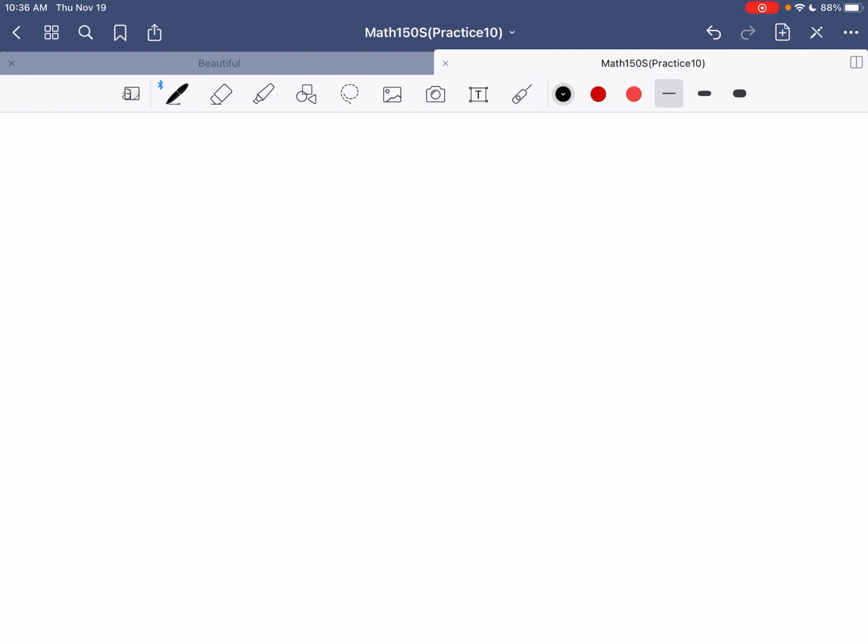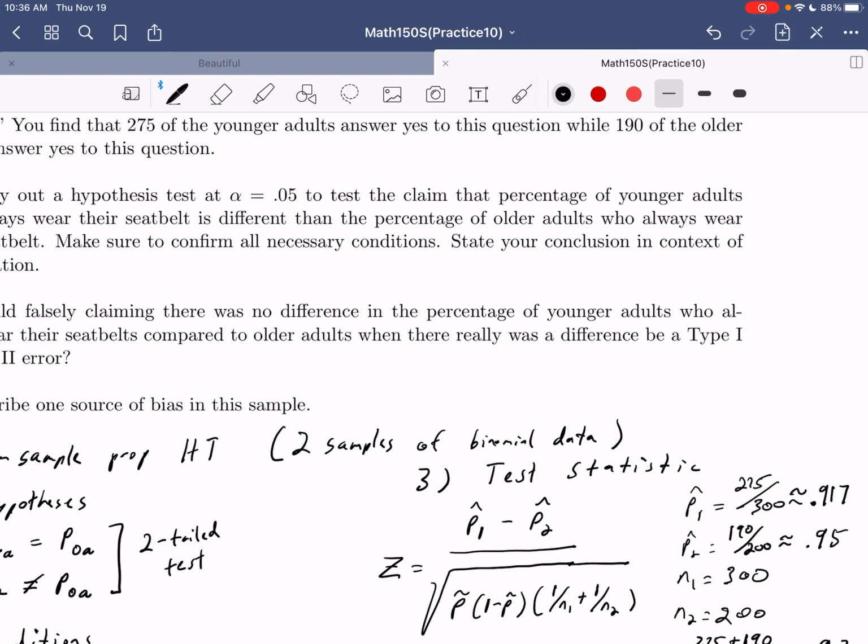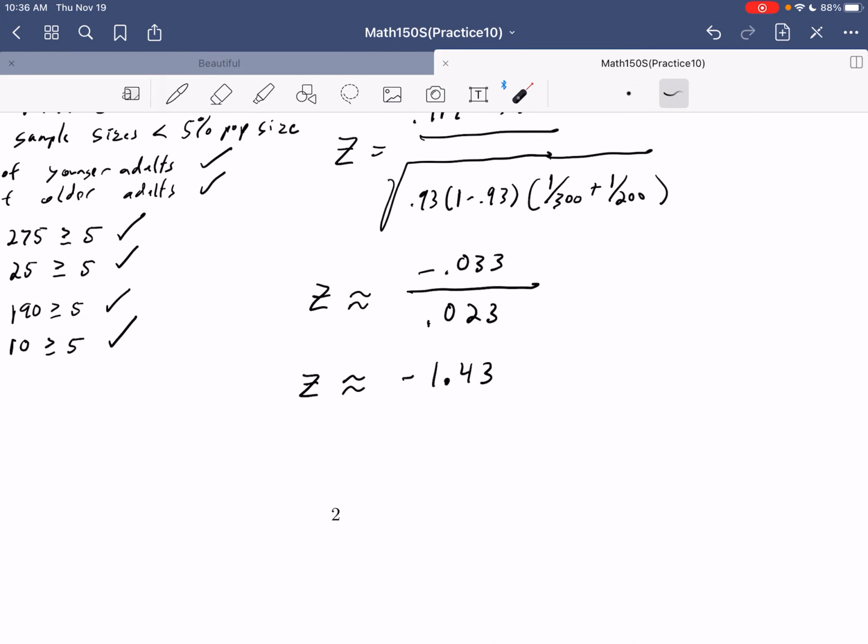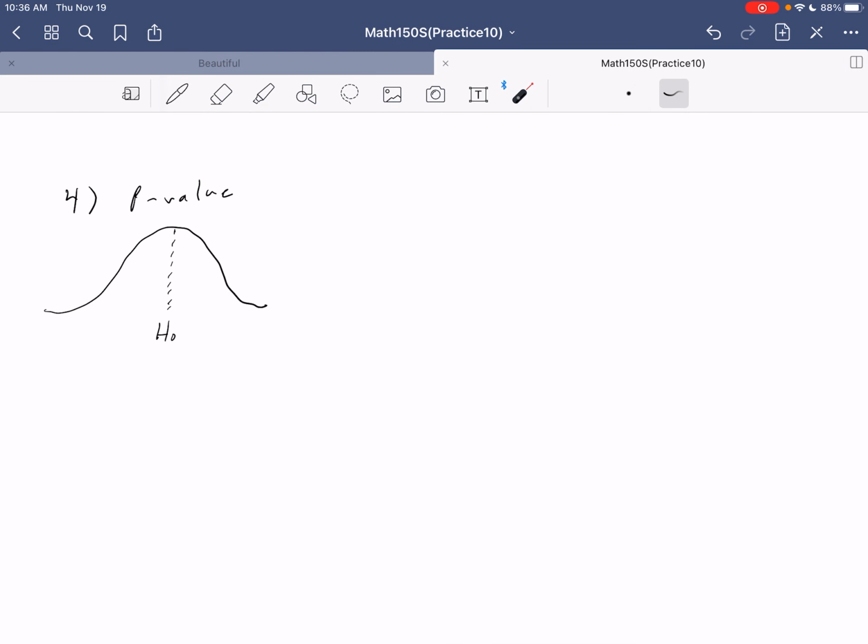So for step 4 here, we have our p-value. So we can go ahead and draw our diagram. There's our bell-shaped curve. There's our null in the middle. Our z-score was negative 1.43. So let's go ahead and put that. Remember, being negative, it's going to be over here. So z equals negative 1.43. Now, what do we want to shade in? What does our p-value look like visually?